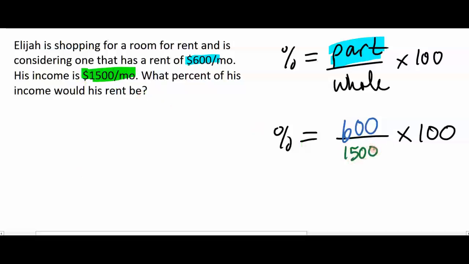Okay. Now I can cancel some zeros here, but ultimately I am going to whip out my calculator for this one and very simply do 600 divided by 1500 times 100, and I get a percent of 40%. So that $600 a month would represent 40% of his monthly income, which again is a little high, but in California it's normal for it to be a little higher than that general rule of around 33%.